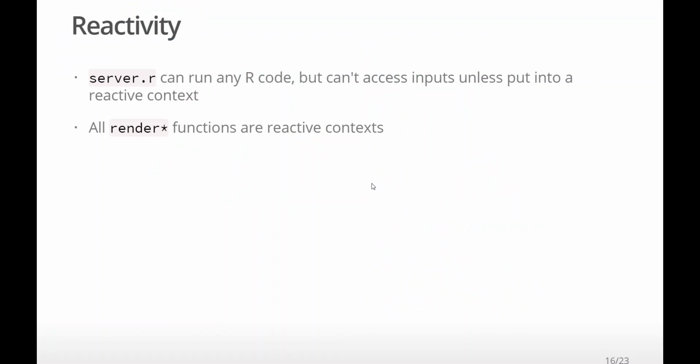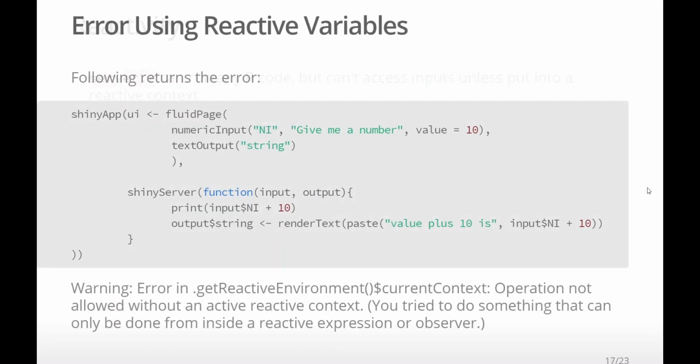Okay, let's talk a little bit more about this reactive context idea. So again, the server can run any R code, but it can't access these input widget values unless it's within what we call this reactive context. And so there are a few ways to create a reactive context. Any of our render functions are creating a reactive context. So again, perfectly reasonable to reference any of your inputs within one of those render functions.